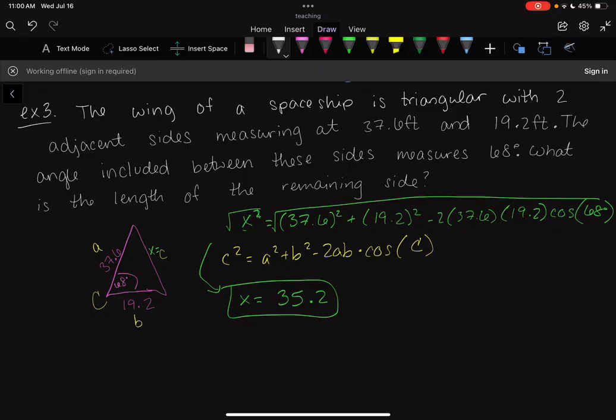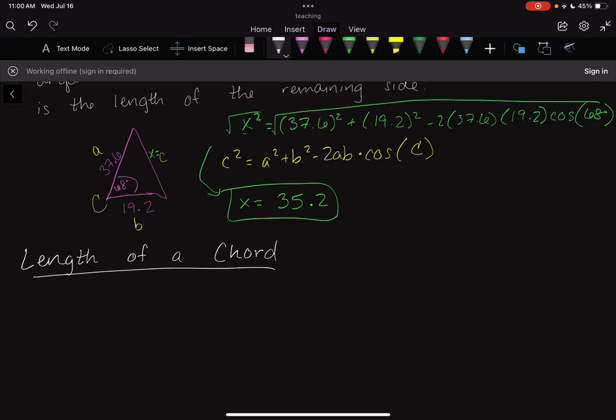For my next example, we're going to talk about the length of a chord. So this is kind of an application of using law of cosines. So, length of a chord. First, I need to ask you, do you know what a chord is? And obviously you can't answer me, but you can just say it to yourself.